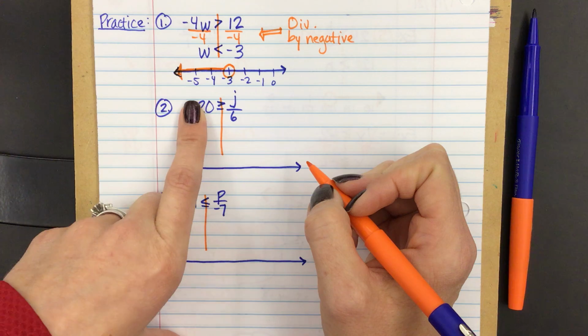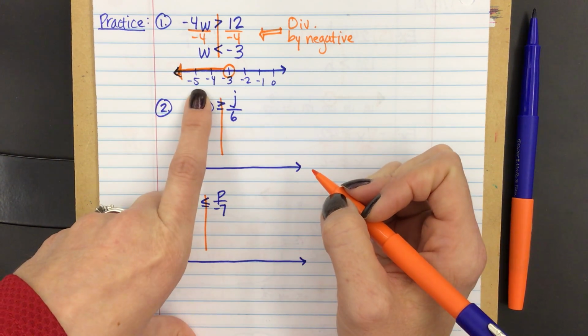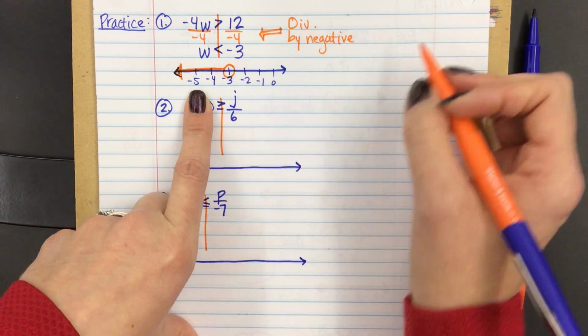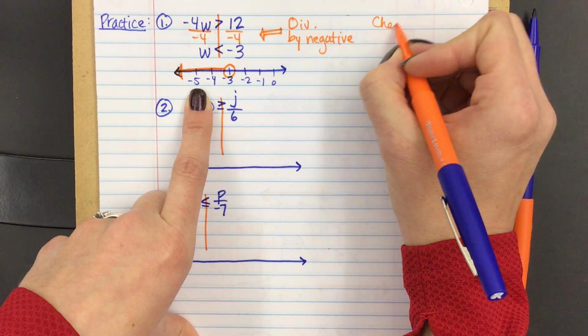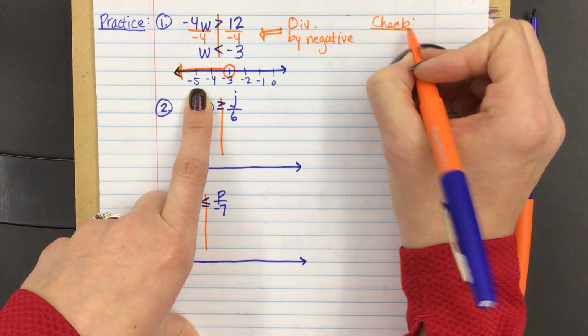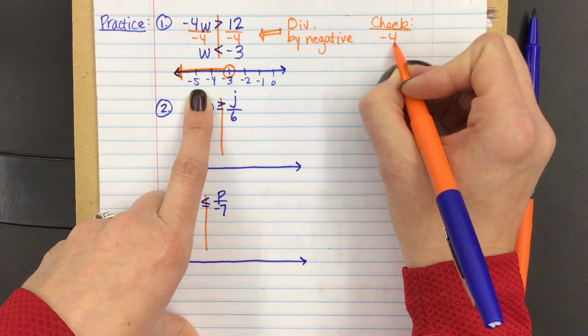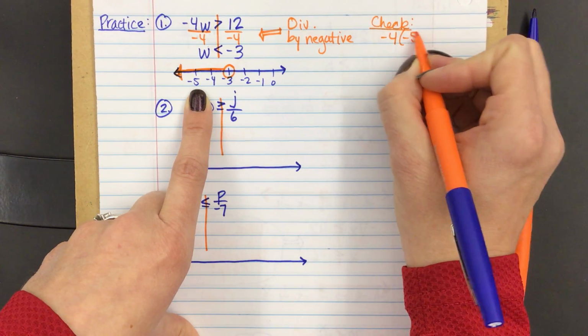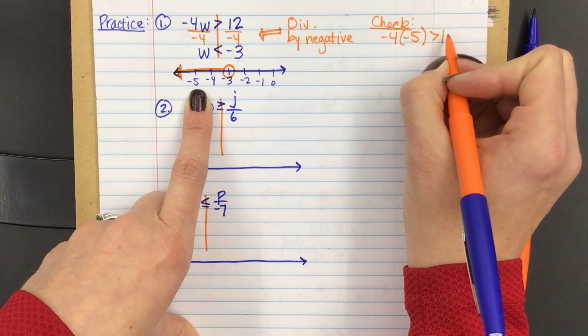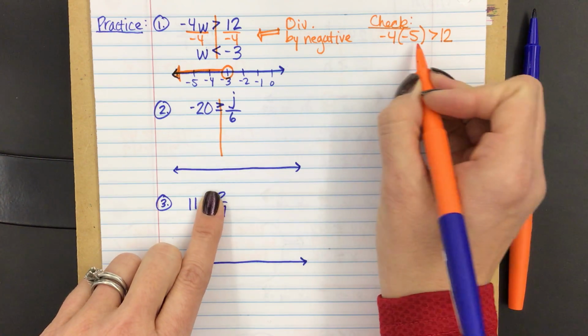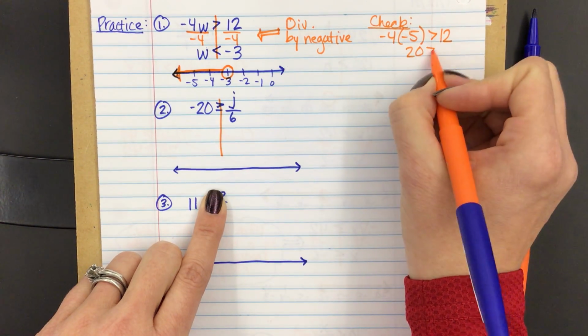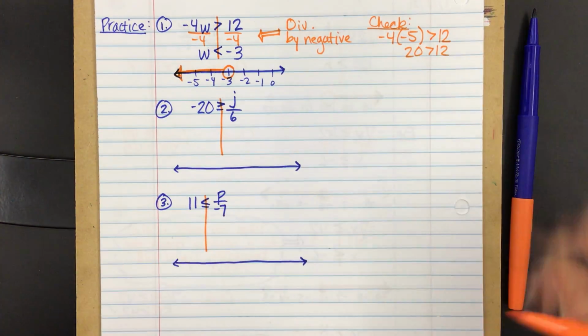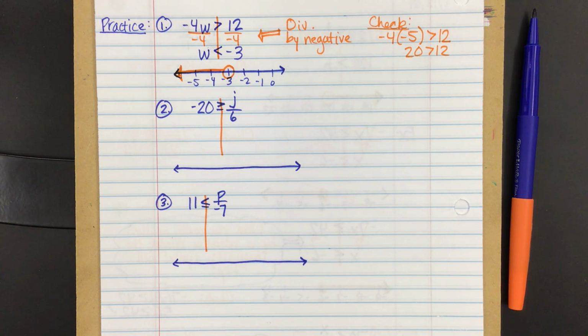And then what I'm going to do is pick something from my solution set over here, like -5 maybe. And I'm just going to check and make sure that this works in the original equation. So -4 times -5 is greater than 12. And a negative times a negative is a positive 20. And we would say that 20 is greater than 12. Okay, so then we did graph this correctly.